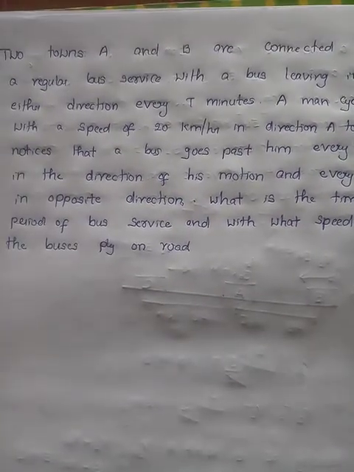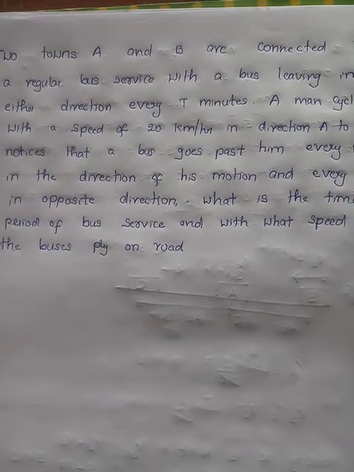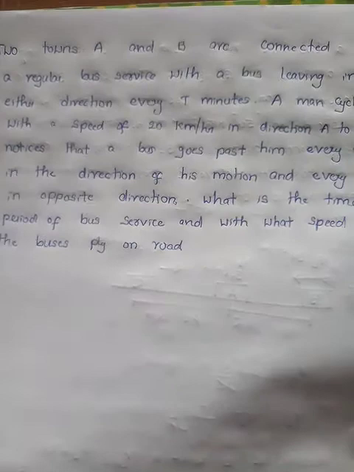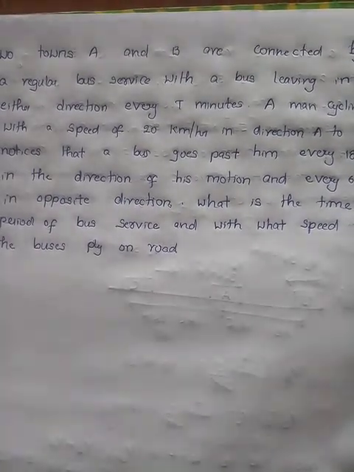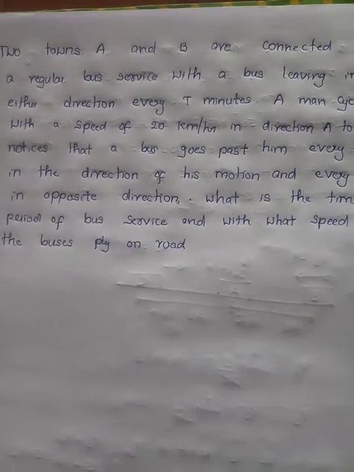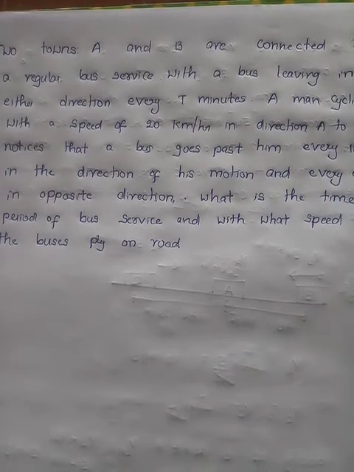Let's see the question. Two towns A and B are connected by a regular bus service, with a bus leaving in either direction every 10 minutes. A man cycling with a speed of 20 km per hour in the direction A to B notices that a bus goes past him every 18 minutes in the direction of his motion and every 6 minutes in the opposite direction.